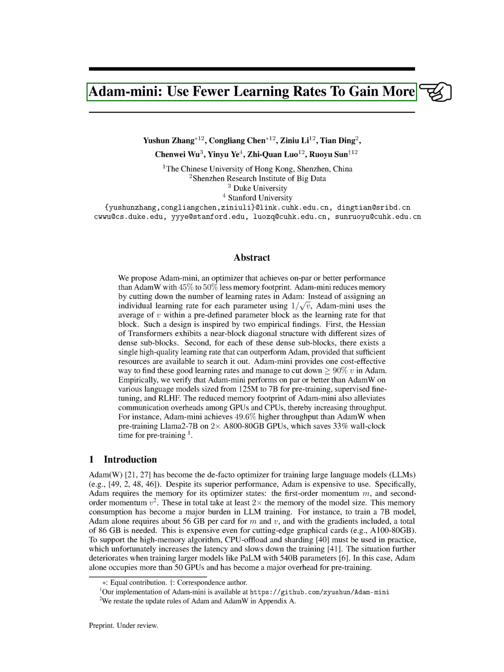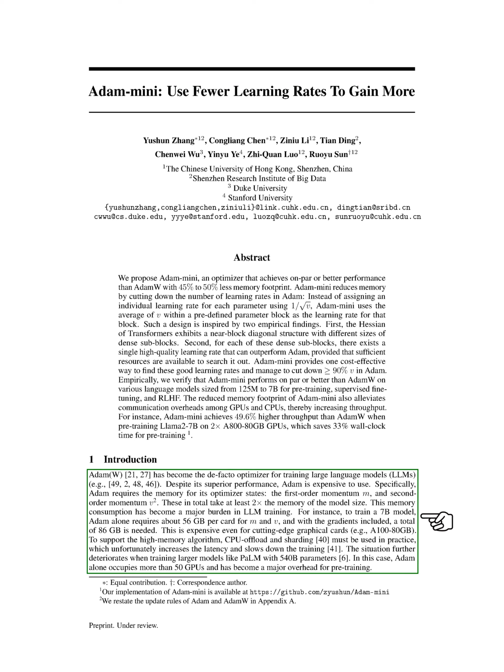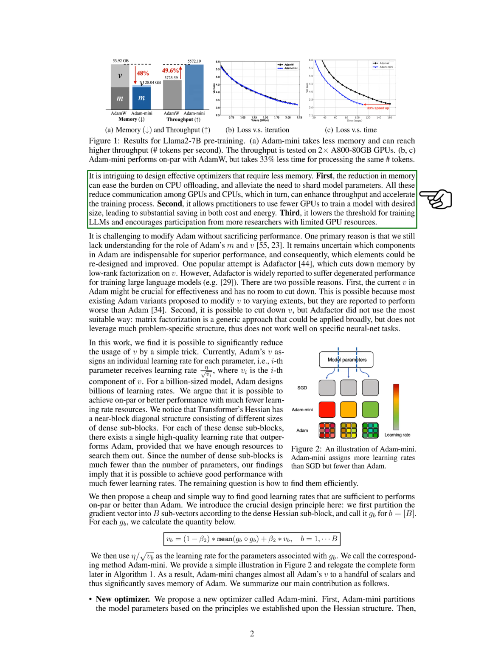Section: Introduction. In this section, we introduce the challenges faced by the Adam optimizer in training large language models, LLMs. Although Adam is known for its high performance, it comes with a significant memory cost due to the storage requirements for its optimizer states. This memory overhead poses a major obstacle in LLM training, especially when dealing with massive models like PaLM with 540 billion parameters.